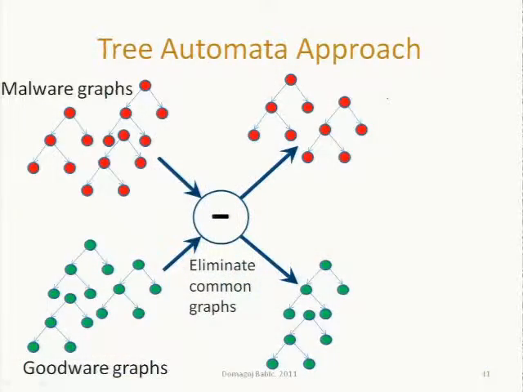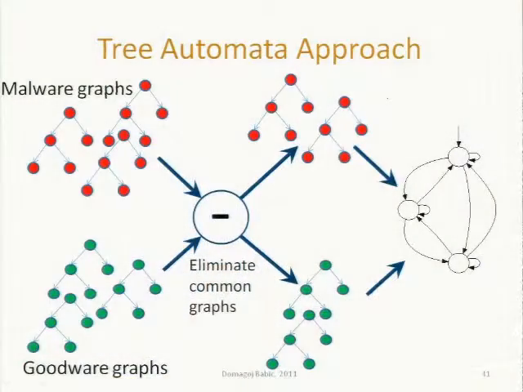It just simplifies the presentation. So you can imagine expanding this into trees, and then we can eliminate the graphs that are common between malware and goodware. And then we end up with a reduced set. And now we can use this reduced set to infer a state machine that's going to distinguish the two.